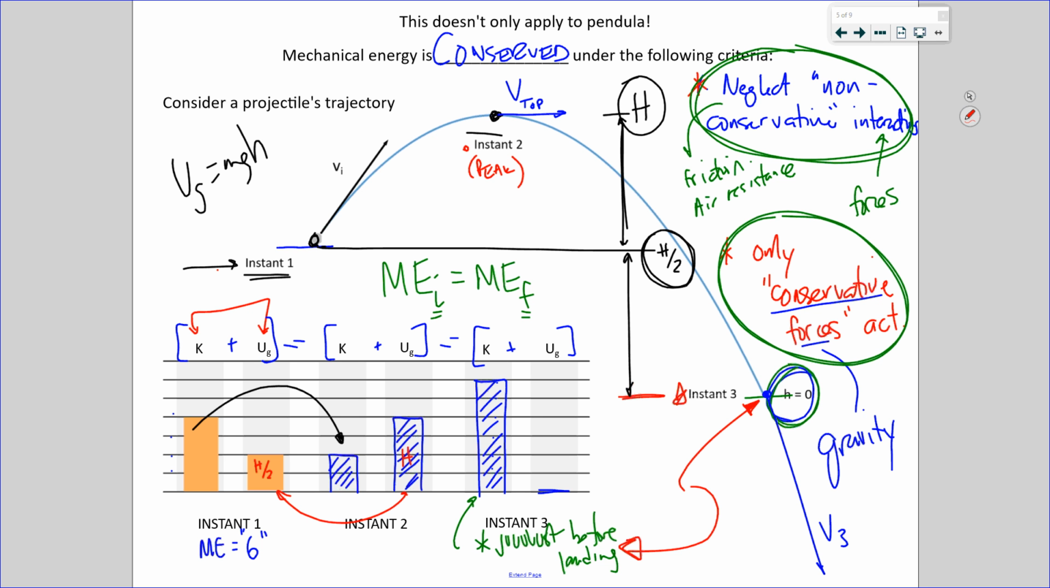Notice, lots and lots of speed. The most speed. Because just before hitting, this thing is moving really fast. It has to, because the system, as we've defined it, with height 0 being here, has no gravitational potential energy. All the system's energy must be this kinetic energy.